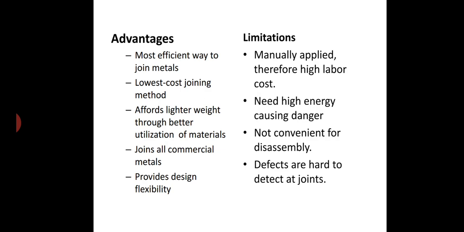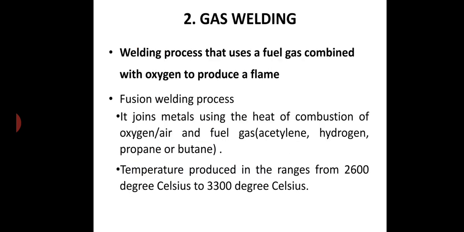Advantages and limitations of arc welding: it is the most efficient way of joining metals, mostly preferred due to its low cost, lighter weight and utilization of material. Almost all commercial metals can be joined using arc welding, and it has much design flexibility. Limitations: if manually applied, you need high labor cost, high energy is required, disassembly is very hard, and defects are very hard to detect.